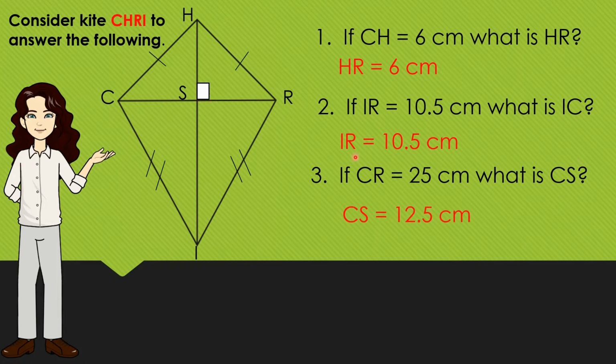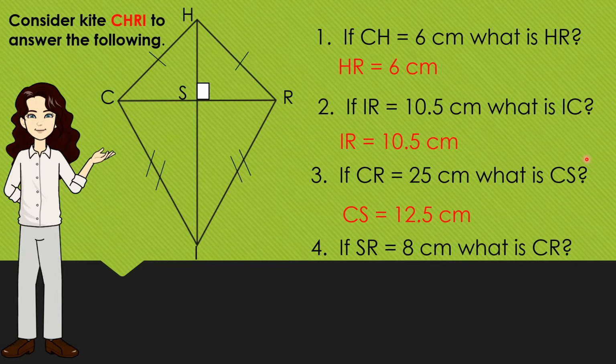So CS is equal to 12.5 centimeters because this is the whole. So it divided by 2, that is 12.5. It bisected. Ito lang yung bisected. Pero this one, hindi siya bisected, yung mahabang diagonal. So CS is 12.5 centimeters.